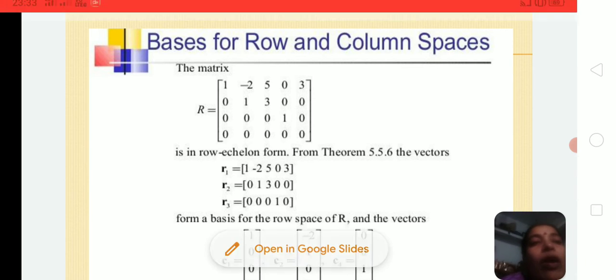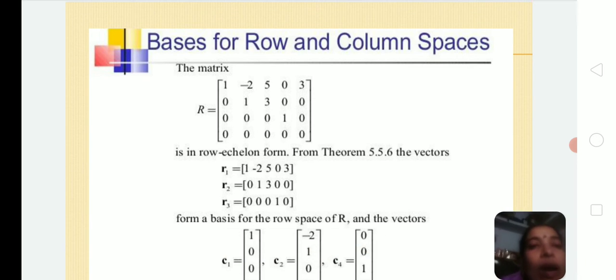In a row echelon form, the first row is R1 = 1 -2 5 0 3, the second row is R2 = 0 1 3 0 0, and the last row R3 = 0 0 0 1 0.